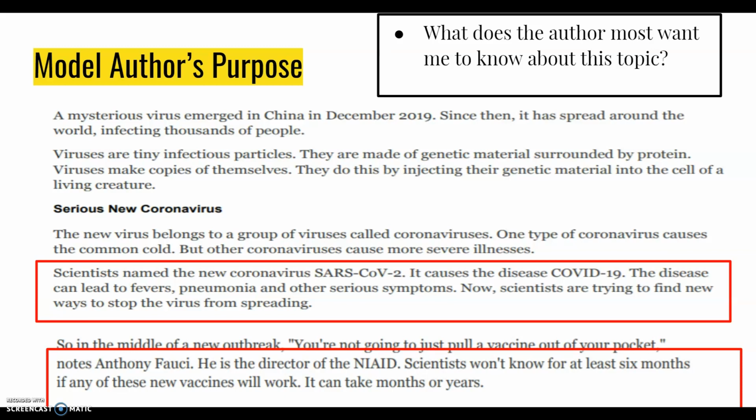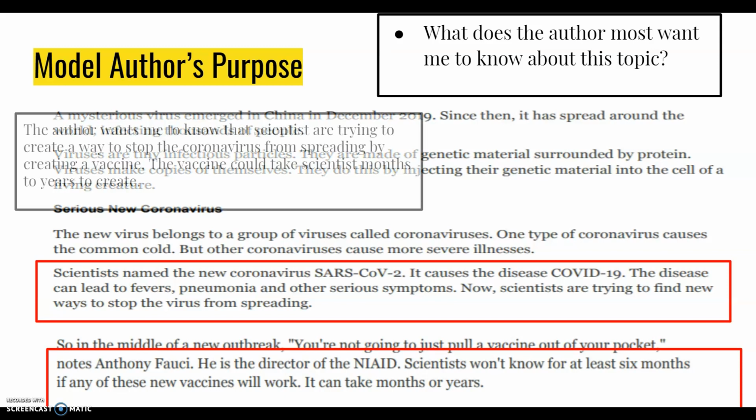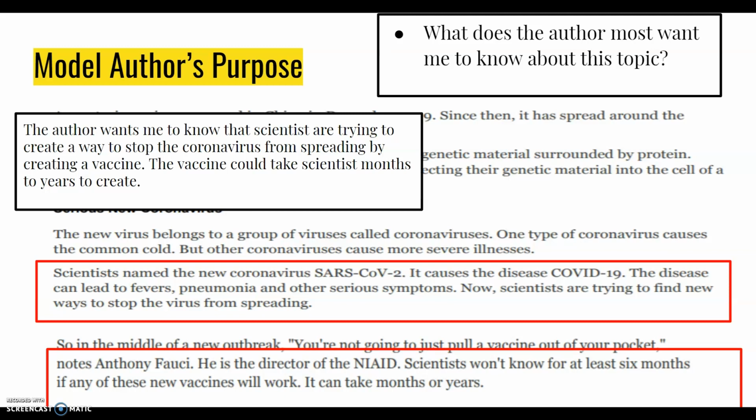So I've learned a few things from reading this, and I've highlighted some of the most important things in these red boxes as I was reading. So I think that the author most wants me to know that scientists are trying to create a way to stop the coronavirus from spreading by creating a vaccine. But the vaccine could take scientists months to years to create. I'm going to move on to the next step.